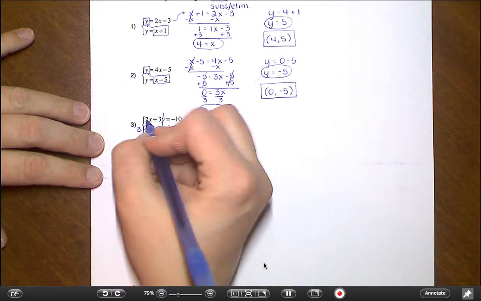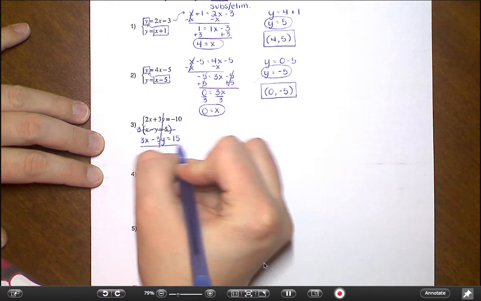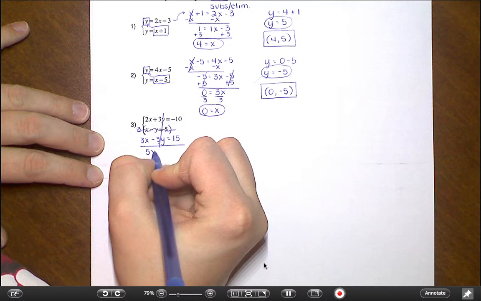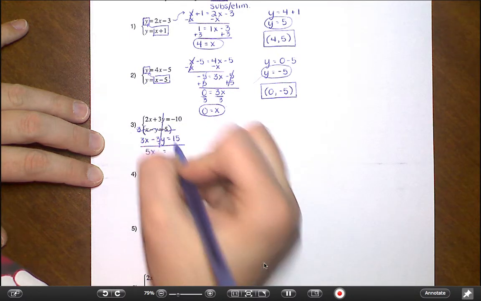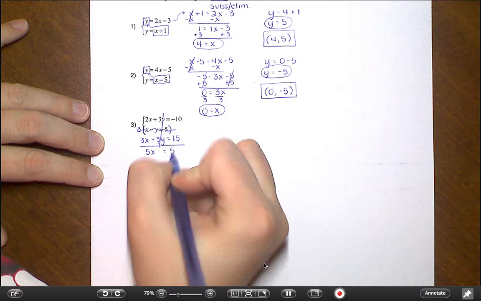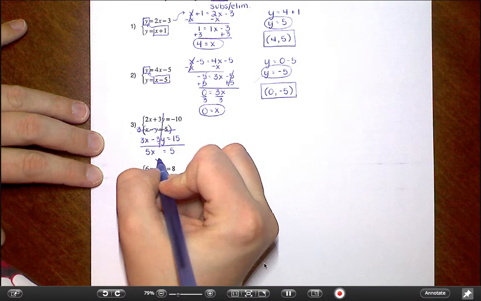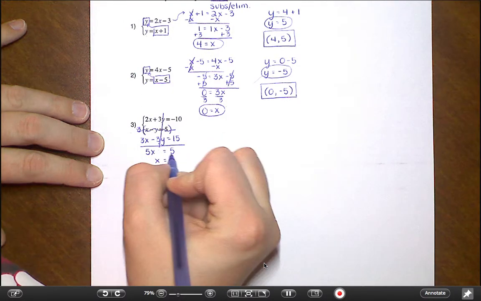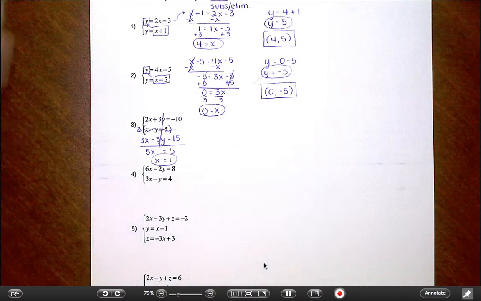So 2x plus 3x is 5x. And over here, negative 10 plus 15 gives me 5. And then if I divide by 5 on each side, I end up with x equals 1. Okay? So just like before, I started with one of my values. I started with my x value. Now I'm going to plug that back in to find y.